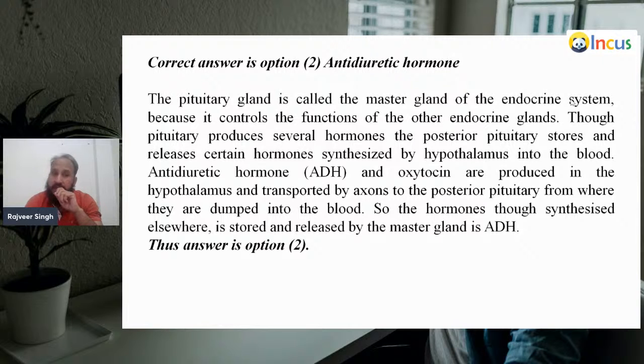ADH, antidiuretic hormone, and oxytocin are produced in the hypothalamus and transported by axons to the posterior pituitary, from where they are dumped into the blood. So the hormone, though synthesized elsewhere, that is stored and released by the master gland is ADH.